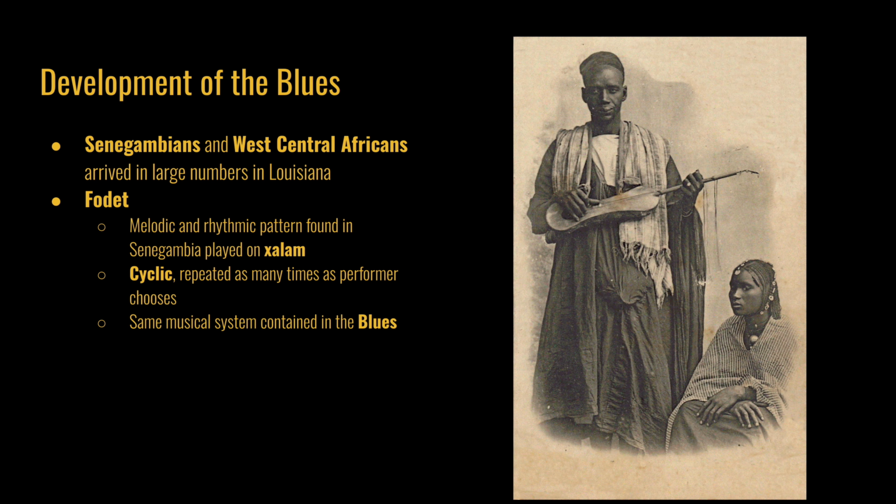The pentatonic scale, common in West African music, is also a key characteristic of the blues. The influence of African musical traditions can be seen in the improvisation techniques also used in jazz, which will originate later in New Orleans.